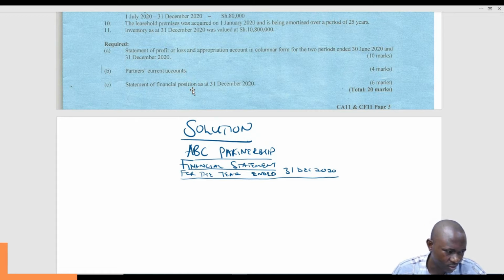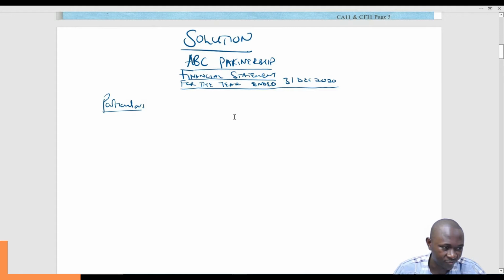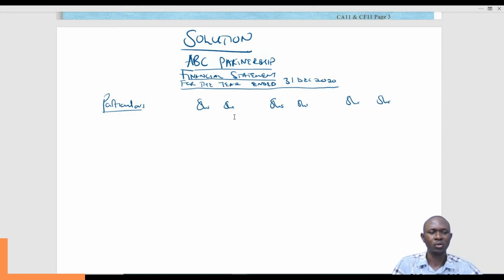Then, because we've been told we're preparing it in columnar form, we'll have the particulars. Now this is quite tricky. We'll have for the first part particulars here, then you have shillings. That is the first period. Then shillings again, and shillings. That is the second period, and then it's preferable that we have also the total.